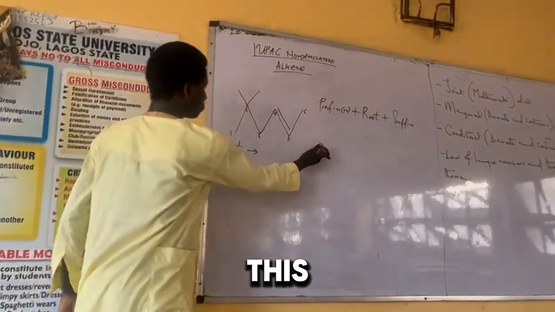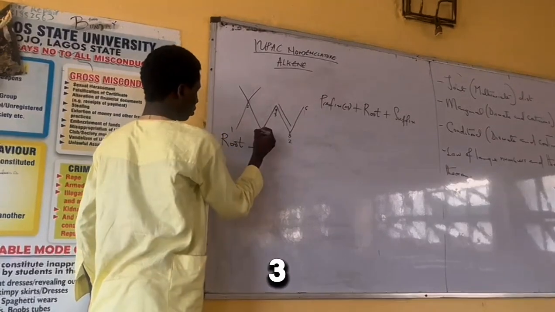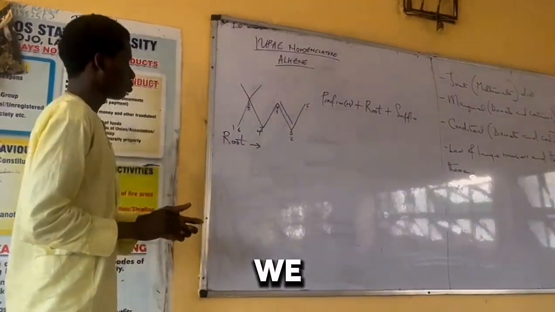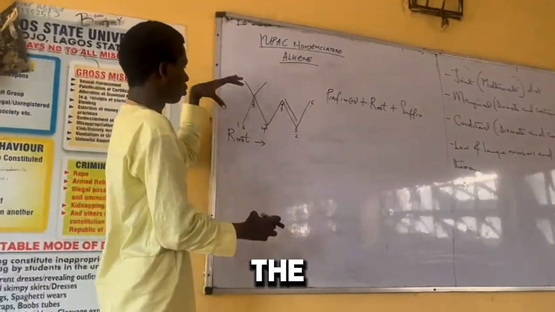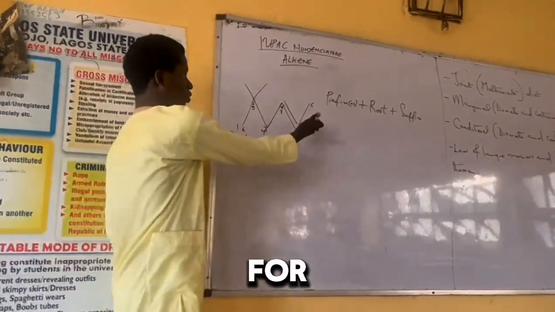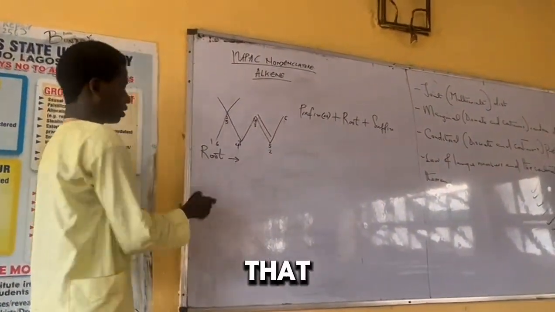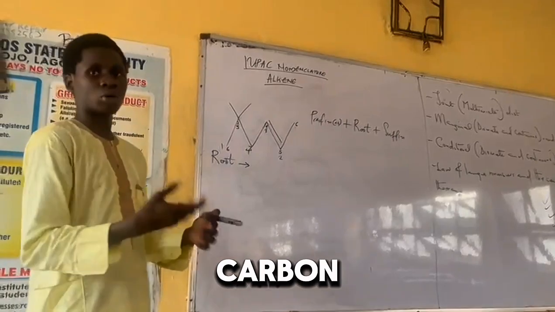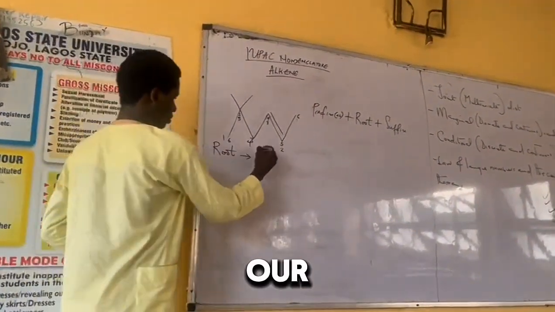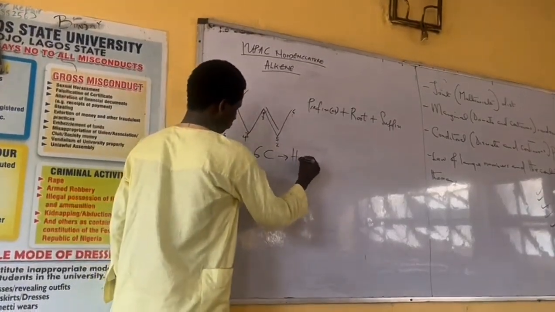If you are considering the backward numbering, 1, 2, 3, 4, 5, 6, we can now see that the double bond is between carbon 2 and carbon 3. Hence, we go for the backward numbering. And to get our root, we know that our root is the number of carbon atoms present in the longest continuous carbon chain. Hence, we have 6 carbon atoms present there, and that is hex.